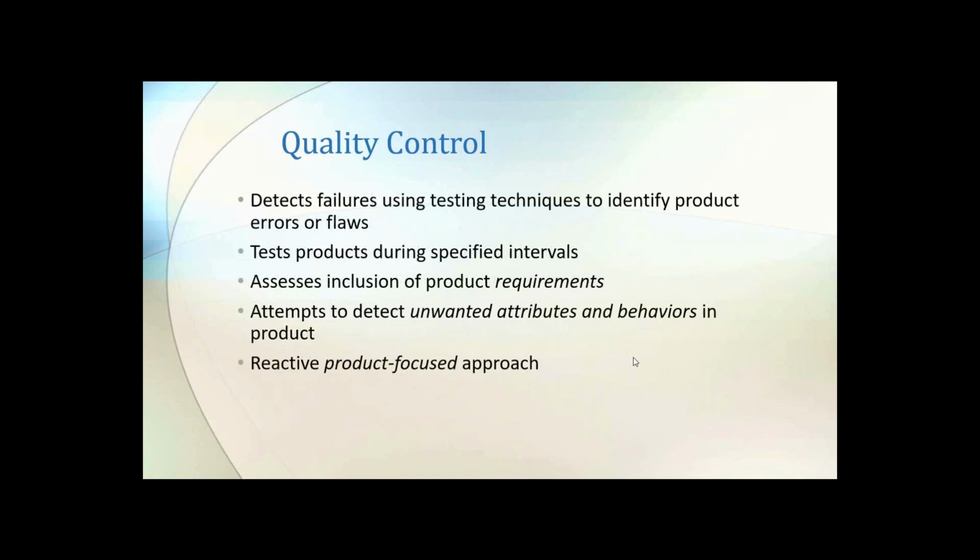So, quality control, general definition from the book, I believe, detects failures using testing techniques to identify product errors or flaws. Test products during specified intervals. Basically, once again, based upon the process that you want to measure. And it includes product requirements.